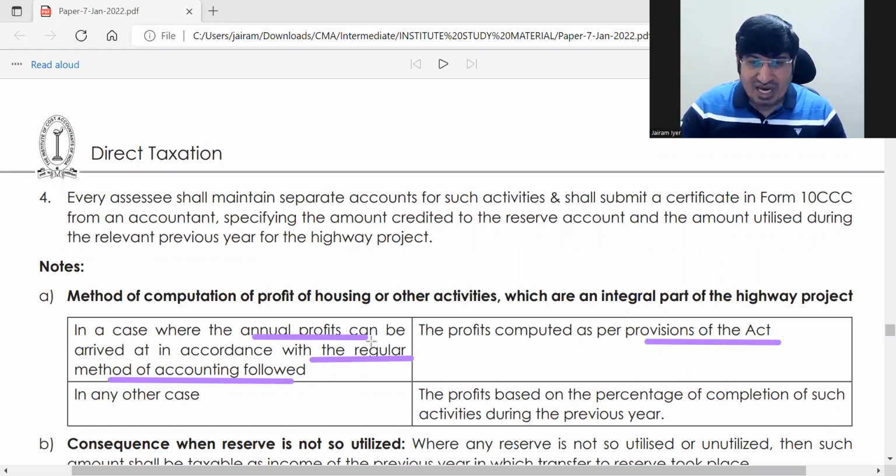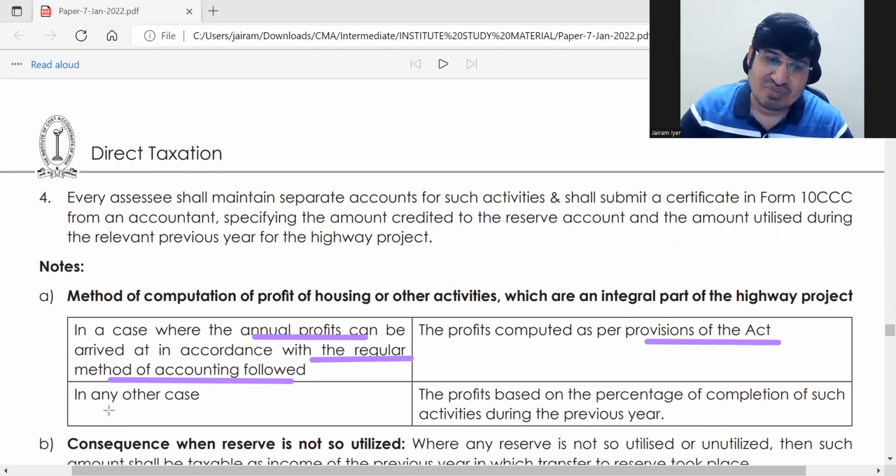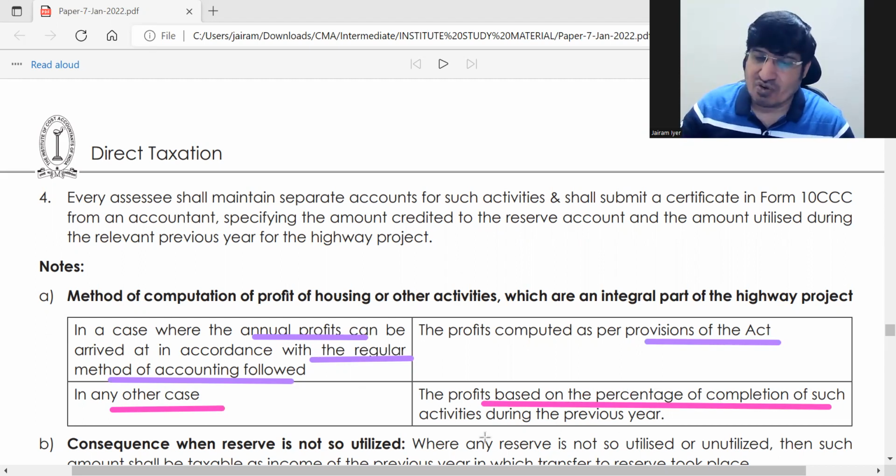first. But where you cannot calculate annual profits by the regular method, because these are long-term projects, no? So sometimes there is a problem, you will not be able to compute it directly. Okay, so if you are not able to compute annual profits directly, then what you will do is use percentage of completion method. In contract account, if you remember, we use percentage of completion method for long-term contract. So that should be used. Okay, just remember that.